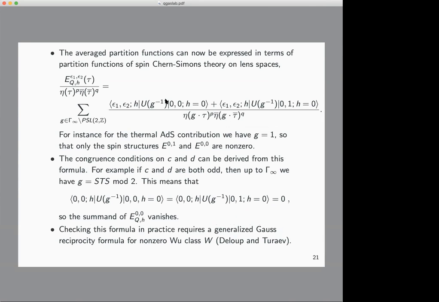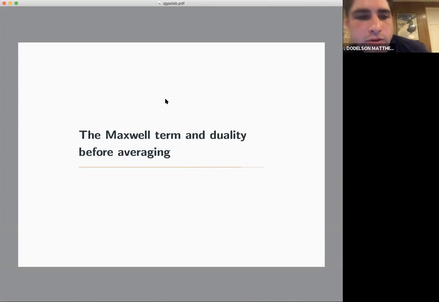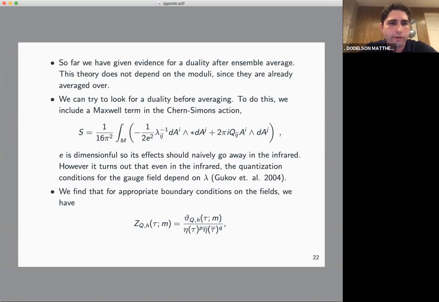Cool, thanks. Great. Okay, so now I'm almost done, but I just want to consider a quick discussion of the duality before averaging. So so far I've given evidence for the duality after the average, and this theory doesn't depend on the moduli because we are averaged over them. But you might hope that there's some fine-grained duality that holds before the ensemble average.